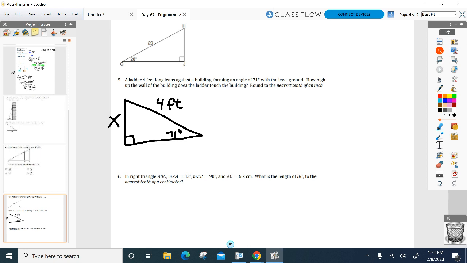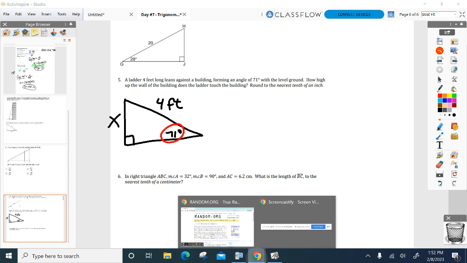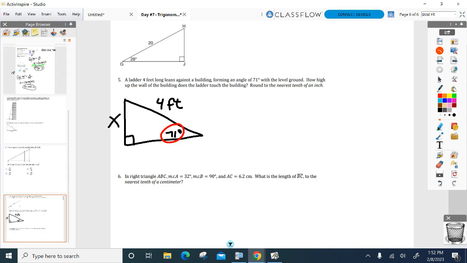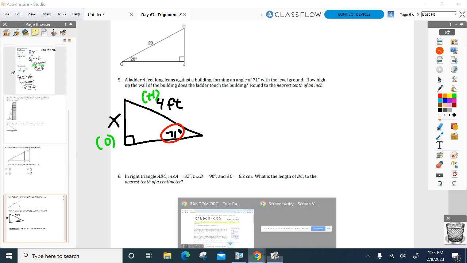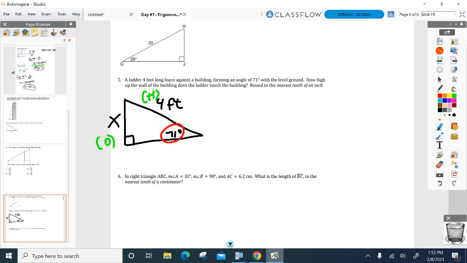All right, so we'll go from 71. What's the x and what's the 4? What's the x? Opposite. Good, Claire. And how about the 4? Hypotenuse. Great work. So what ratio should I be using here? Or sine, sorry. Sine. Thank you. So sine, good, of 71.